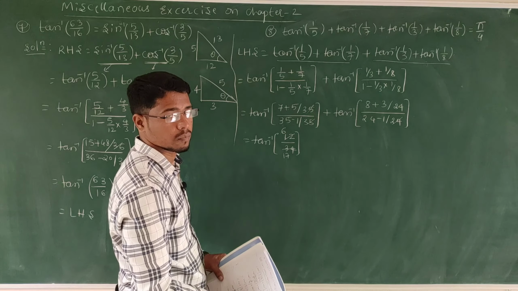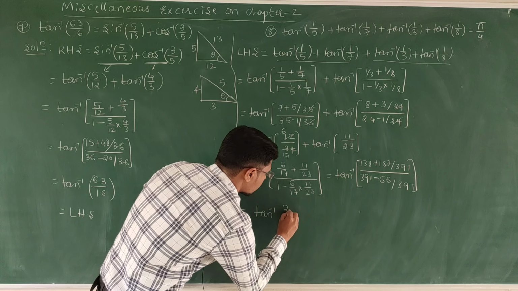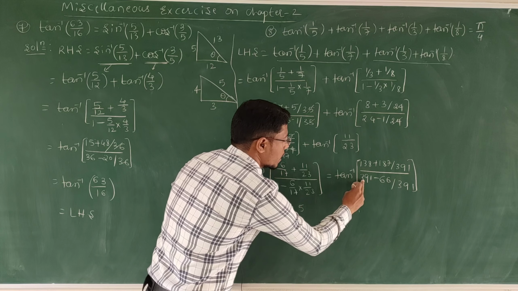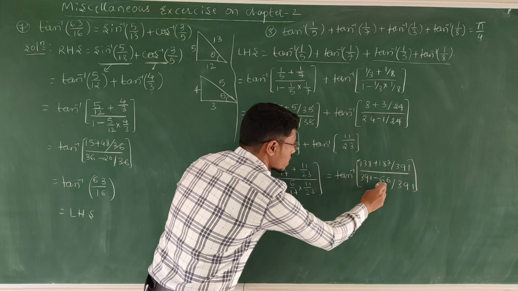Okay, so now down here also 391 is the LCM, 391 minus 6 into 11 is 66. This is equal to the tan inverse of 138 plus 187 is 325, and 391 minus 66 is 325. Okay, so 325 gets cancelled, equal to the tan inverse of 1. So tan inverse of 1 is equal to pi divided by 4. So proved, pi by 4 is equal to the RHS.